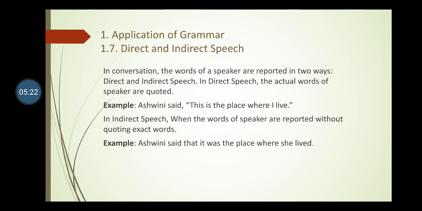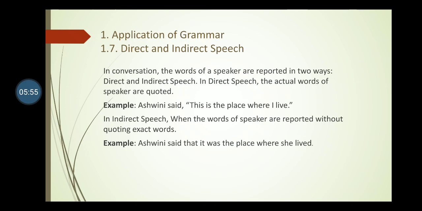There are two types of reported speech: one is called direct speech and the second is called indirect speech. Listen, in conversation, the words of a speaker are reported in two ways. In direct speech, the actual words of the speaker are quoted. How to identify direct speech: there are inverted commas, there is a quotation.